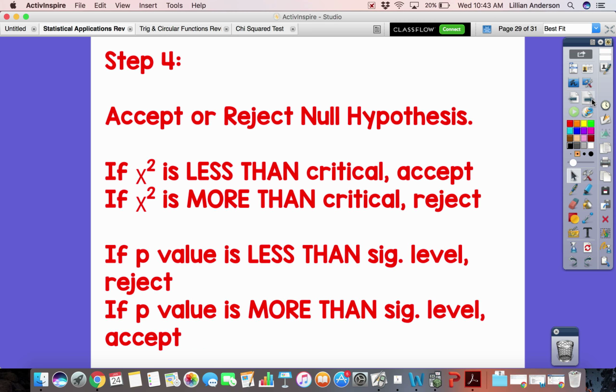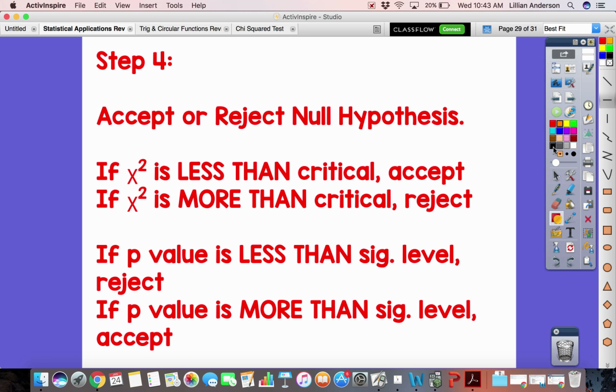So if you are given a critical value and you do perform the chi-square test statistic, if the chi-square test statistic is less than the critical value, then you accept the null hypothesis. Okay, that means that whatever the null hypothesis was is exactly true. However, if the chi-square test statistic is more than the critical value, then you reject the null hypothesis, which means that whatever you originally said is actually dependent on the other.